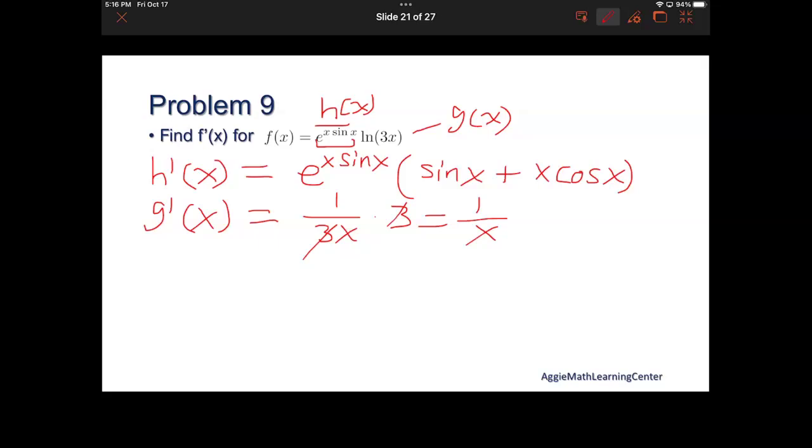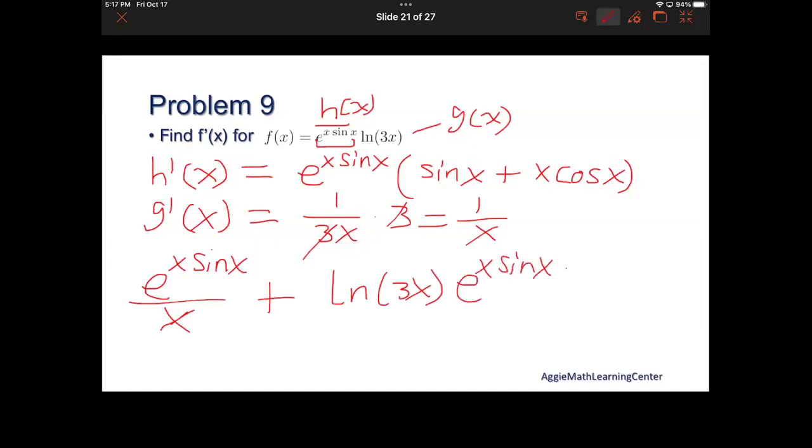And now we can apply the product rule here. And this is going to look really nasty. So we have e to the x sine x times 1 over x. So I'm just going to write it like that. And then we're going to add ln of 3x times e to the x sine x times sine x plus x cosine x. And that should be your answer.